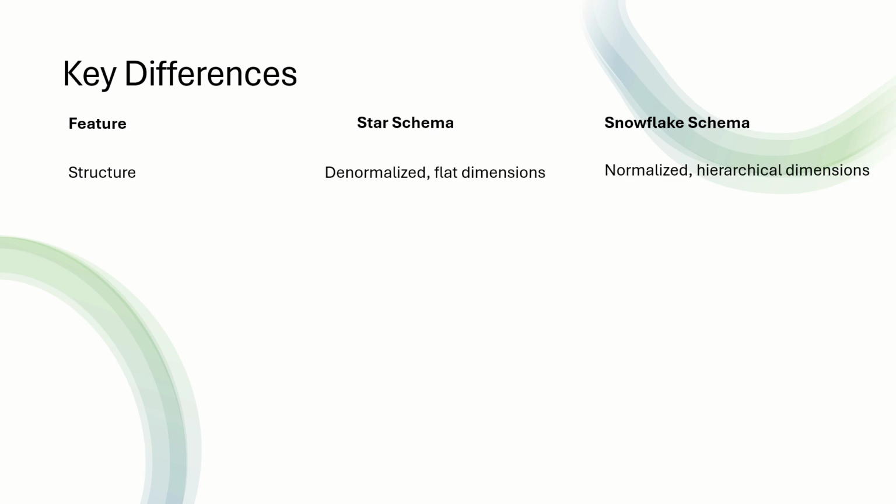And the key differences between snowflake schema and star schema. The first feature is the structure. Star schema has denormalized and flat dimensions, whereas snowflake schema has normalized and hierarchical dimensions. As discussed, denormalized means the data is repetitive, so you have duplicate or redundant data, and in snowflake you do not have that. Next is joins. In star schema you have fewer joins and simple queries, very easy to understand, and in snowflake schema you have more joins and complex queries.